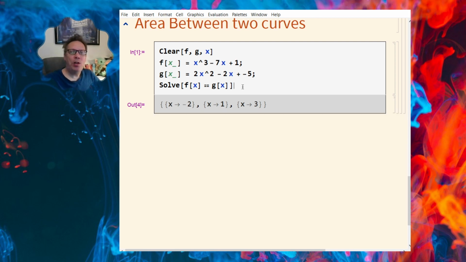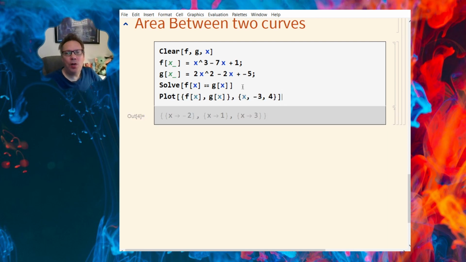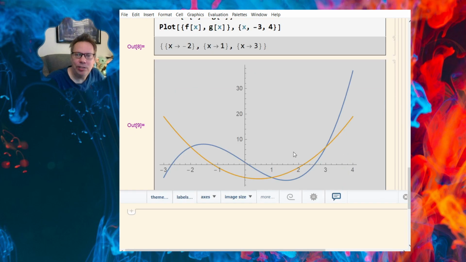Now I know I'm going to want to plot this so I get an idea of what things look like. I'm going to choose -3 and 4 as my plotting domain because -2, 1, and 3 are contained between -3 and 4. I may have to change this if the picture doesn't look quite right. This is just a choice I'm making at the moment, and I may have to do some minor correction. Evaluating this, I wind up getting the plot that looks like this.